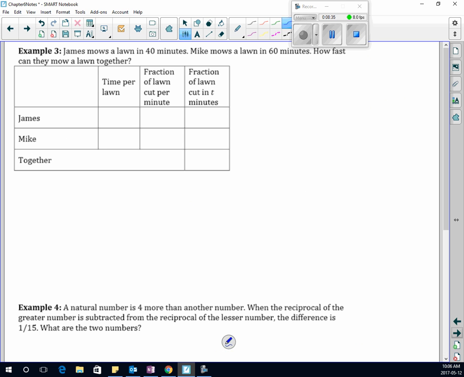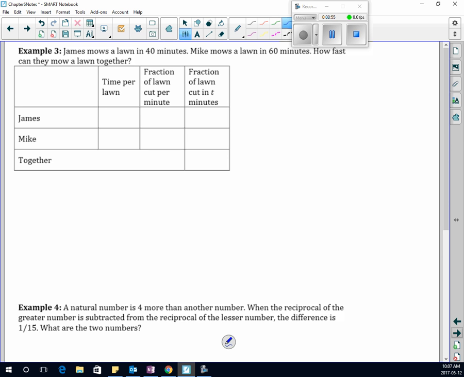Okay, now we have James. James mows a lawn in 40 minutes. Mike mows a lawn in 60 minutes. How fast can they mow the lawn together? So I think this is like a common question where somebody can paint a room in such and such minutes. Other people can, how much can they do it together? It's a very common question.